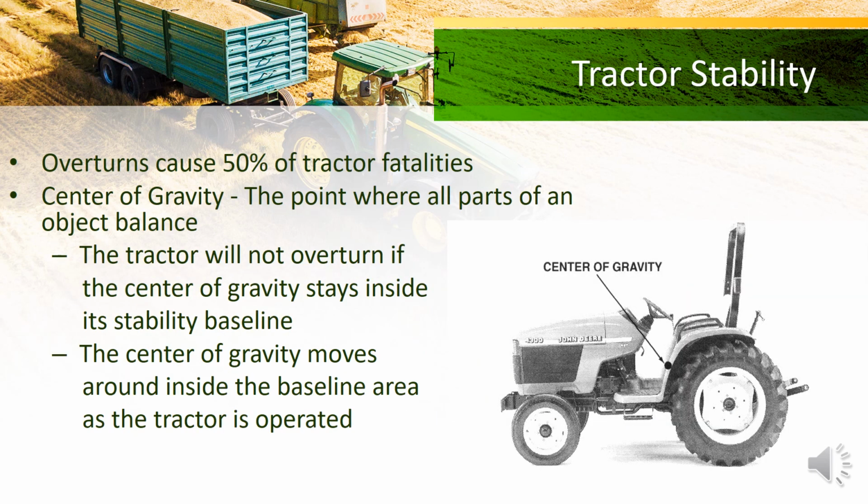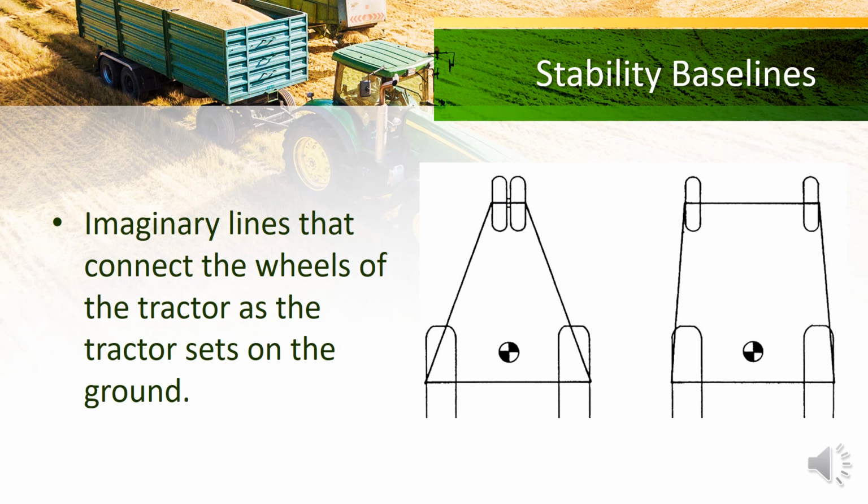So we discussed that 50% of all tractor fatalities are caused by overturns. So you should know where the center of gravity is. It's the point of balance where all the parts of an object balance. A tractor will not overturn if the center of gravity stays inside the stability baseline, and the center of gravity moves around inside the baseline area as the tractor is operated. The stability baselines are the imaginary lines that connect the wheels of the tractor as the tractor sits on the ground.